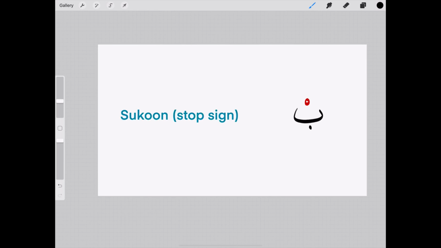Okay? The other way the sukoon could be written in Arabic written texts is like this. Again, this is another way of writing the sukoon instead of the small circle. It could be written like this. All right? So this is ib, ib. This is called sukoon or a stop sign.